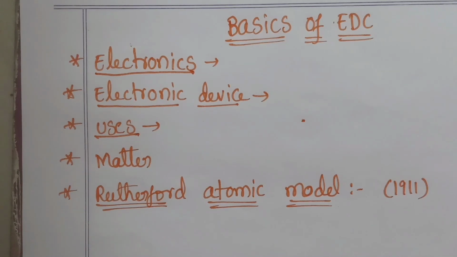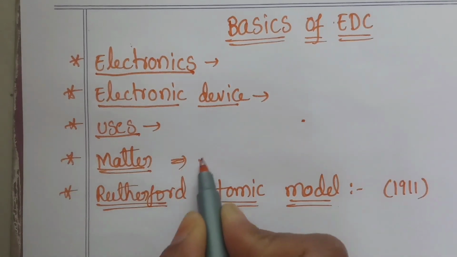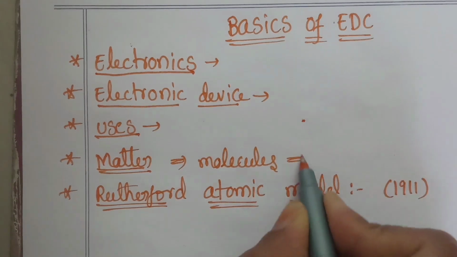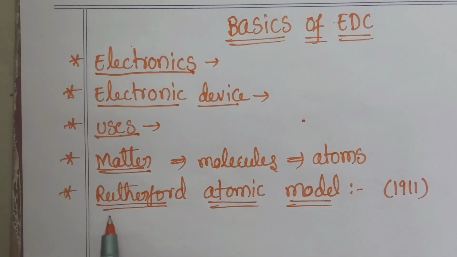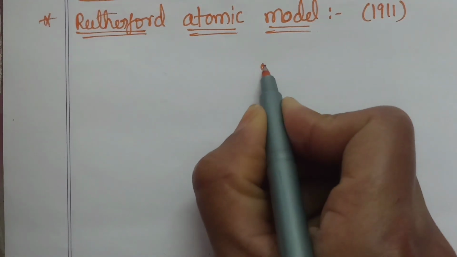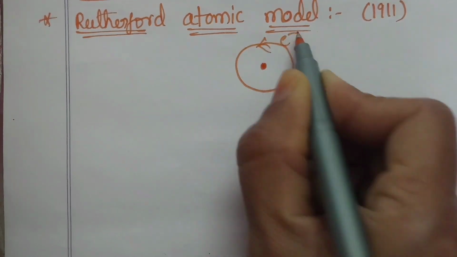In electronics terminology, anything that occupies some space and has certain weight is called matter. This matter can be divided into molecules without changing its identity. These molecules are further subdivided into atoms. Now, let us go to the Rutherford atomic model. This was proposed by Rutherford in 1911. According to him, an atom has a nucleus at the center with electrons revolving around it.